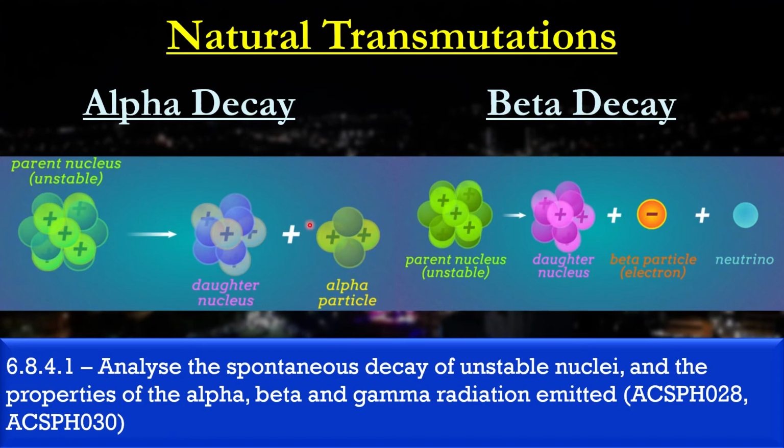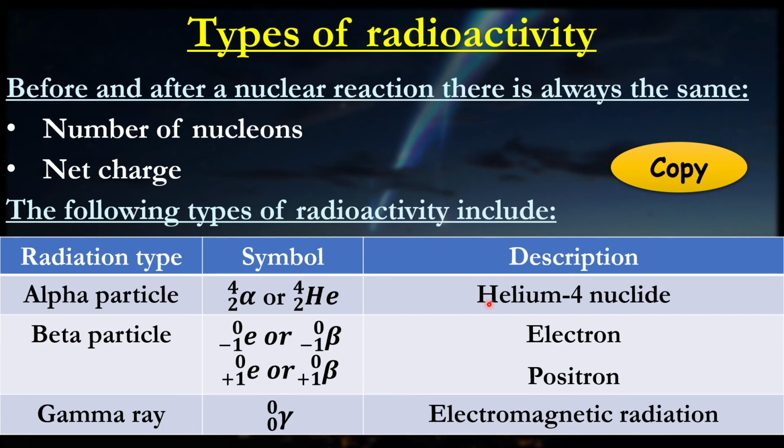Okay, now that we've talked about how things spontaneously decay because of an unstable nucleus, let's talk about the properties of alpha, beta, and gamma, and also what they are. You can see some images here, but let's go specific. Let's start off with this: before and after any nuclear reaction, there's always the same number of nucleons, so you're expecting the same number of protons and neutrons. So, same number of nucleons.